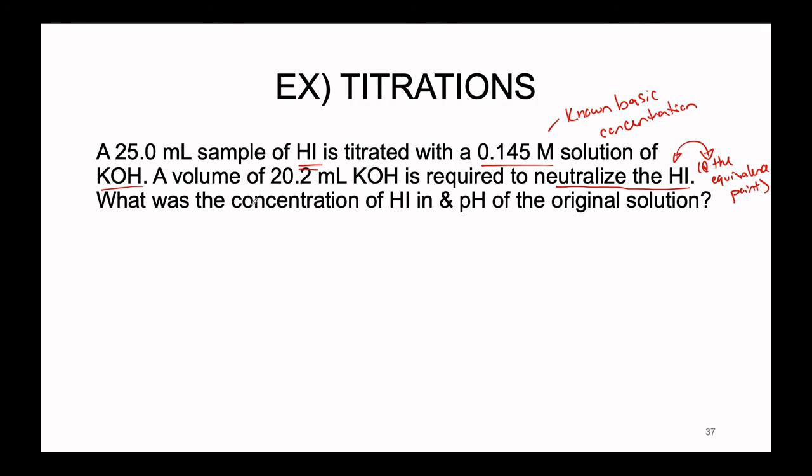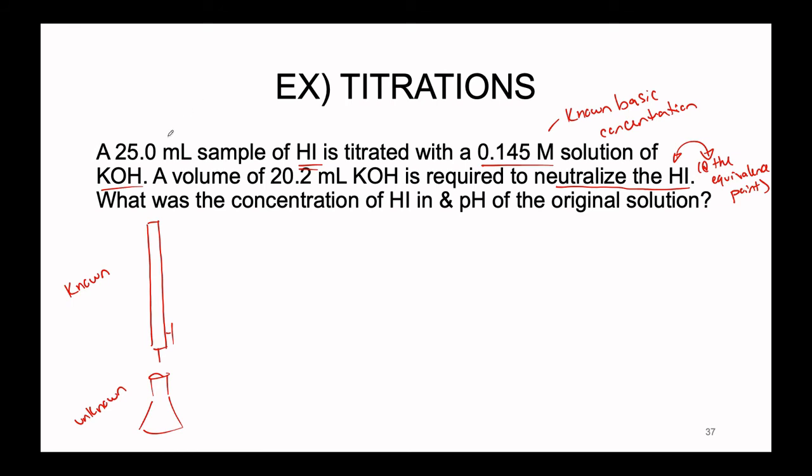So our question then is, what was the concentration of HI and the pH of the original solution? So let's find the concentration of HI, let's find the pH of this original solution. All right, so let's return to the very top of this problem. Let's just gather the information that we know. I am also going to gather the information specifically in the form of a diagram of the titration as it occurs. And the way that we always perform titrations is that the unknown is in the flask down below, the known is in the burette up on top.